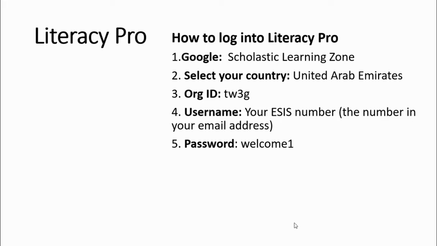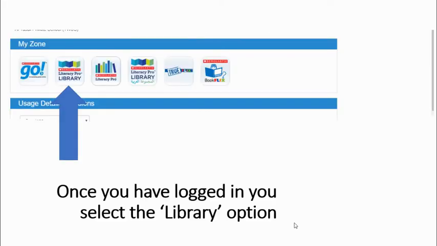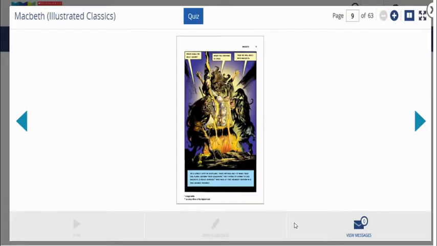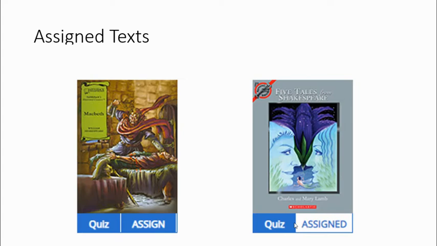Once you have logged in, you will see a screen like this. Sometimes the icons will be mixed up. So your main focus will be to find the icon that says Literacy Pro Library. Once you have clicked onto that, it will bring you to a section where you will see different books, etc. You should click on the Assigned section and then search for this option. There are two different assigned texts. The one I need you to focus on is the first one there with the green scroll.